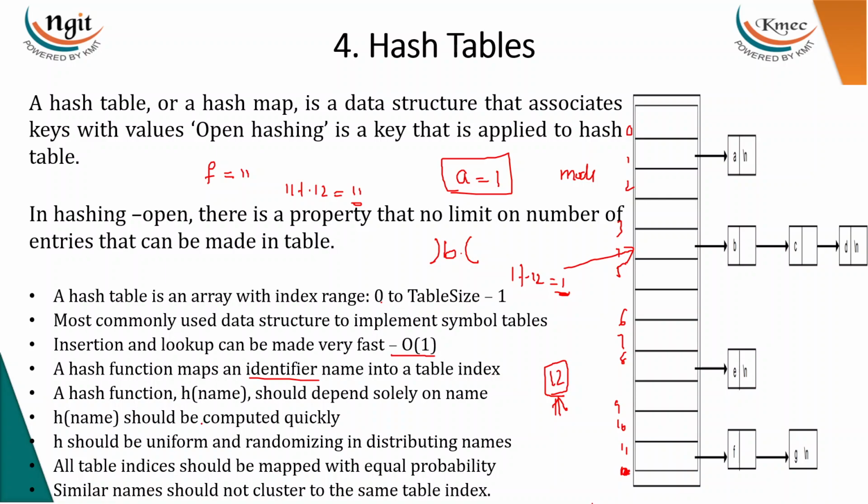The hash value for a name should be computed very fast, and all table indices should be mapped with equal probability. Don't think that 2 has higher probability and 7 has lower probability. No, everything has equal probability. If different names have the same hash value, then we have to create a cluster like this. If B has the same hash value and C has the same hash value, you have to create a cluster, so that you don't need to worry about the list being filled. You can create any number of entries.